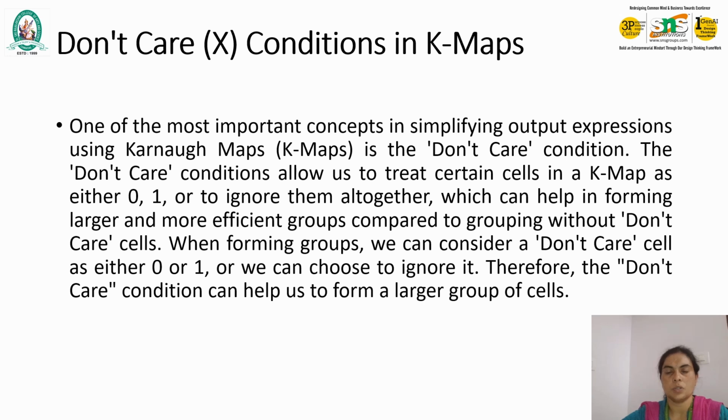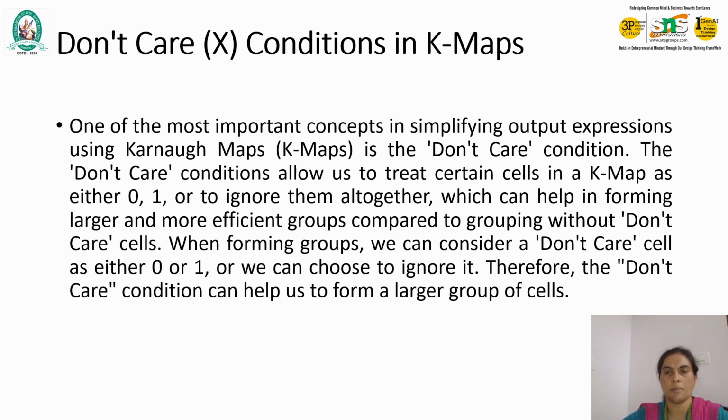The don't care condition is one of the important concepts in simplifying the output expression given by the Karnaugh map. These conditions allow us to treat certain cells in the K-map as either zeros or ones, so that they can be formed into larger groups, without the don't care cells being mandatory. When forming groups, we can consider the don't care cells as either zeros or ones, which helps us form a larger group of cells. This is one of the advantages of don't care conditions.